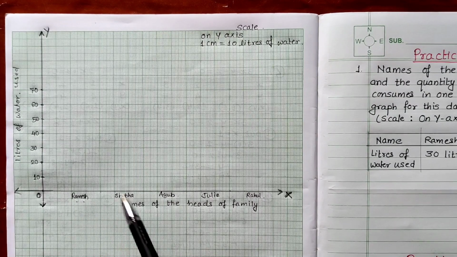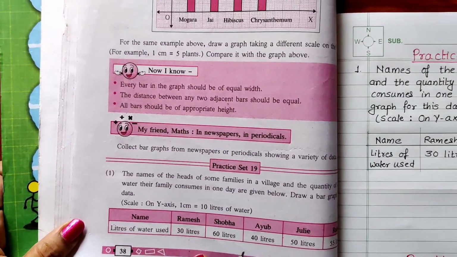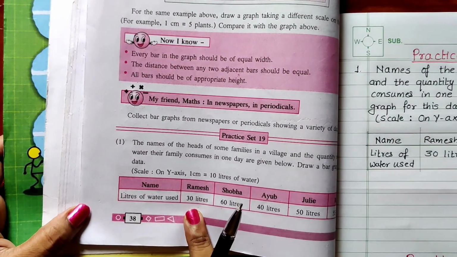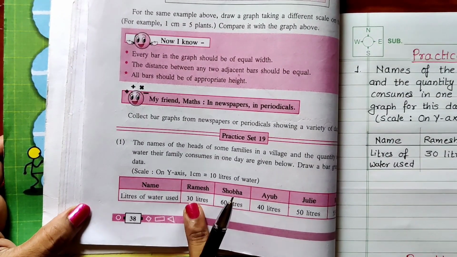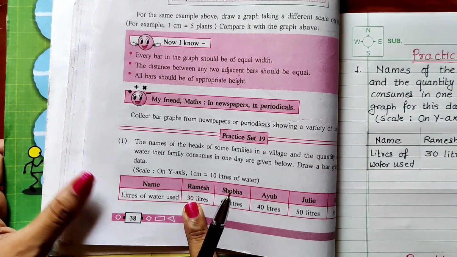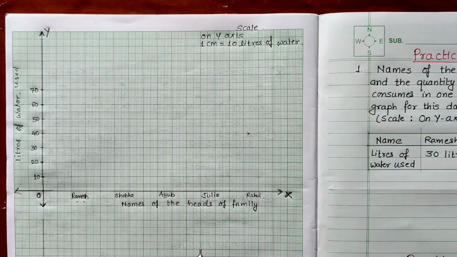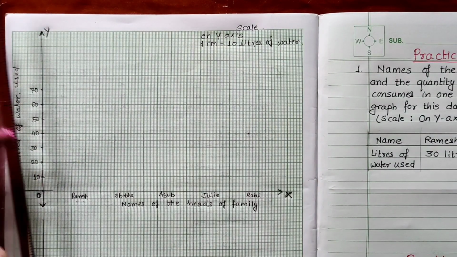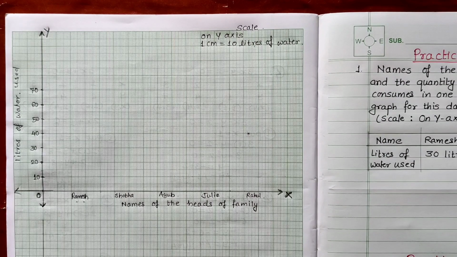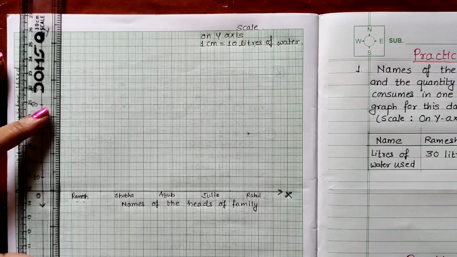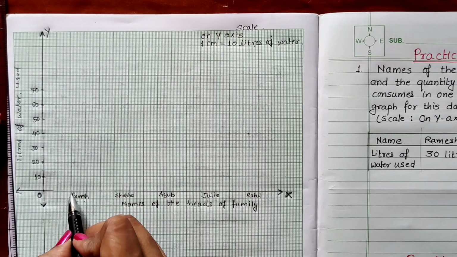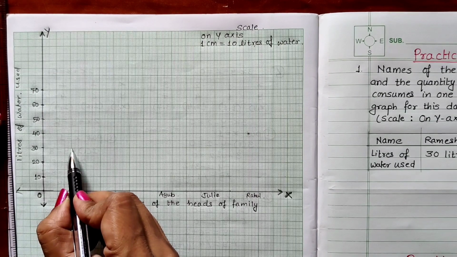Family head is Ramesh. How much water they consume? 30 liters. So we have to draw a column till 30 liter. So let us draw column or bar. We can say anything. Because we are drawing bar graph, it is also called bar. So I will start from this point. I will go till 30.